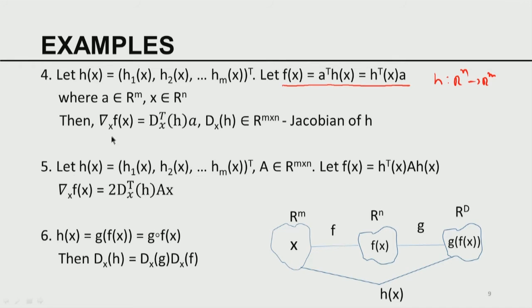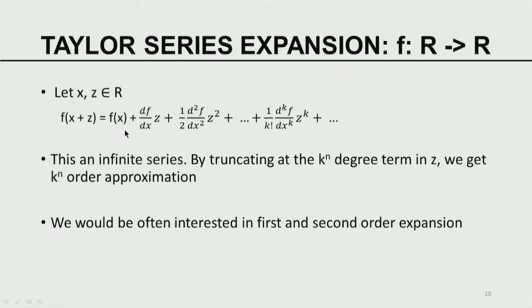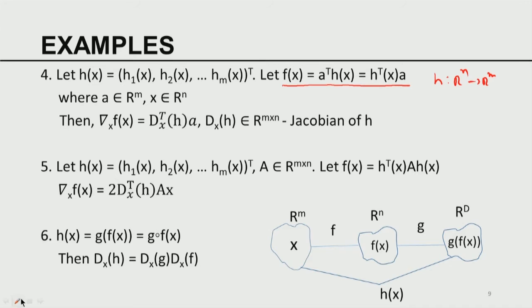So what is the gradient of this f? This gradient of f is given by the transpose of the Hessian of h times a. You remember we have already talked about a Hessian. So this is how you are going to be able to compute the gradient of this.